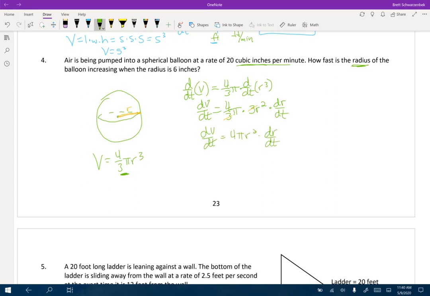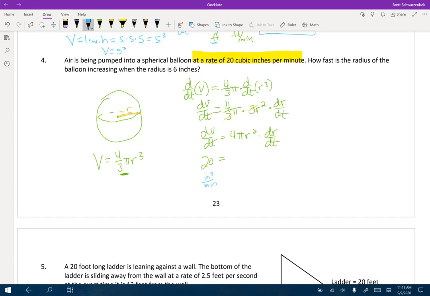All right, the only thing left is to go back into our problem and find out what we were given. So we have air being pumped in at a rate of 20 cubic inches per minute. That is the volume rate of change, which is over here. It's being pumped in, so it's increasing, and that's 20 inches cubed per minute.